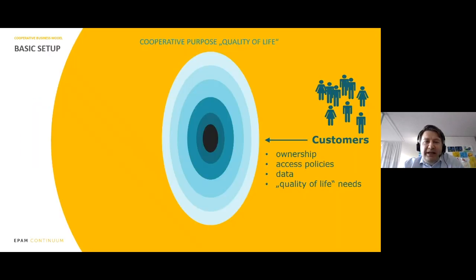So basically, let's discuss the basic setup of such a cooperative with the purpose of increasing the quality of life of people, where the customers would have the ownership of that organization and then be able to define the access policies for the enterprises, how to access my personal data at any time. So you control the data flow towards the commercial enterprises, defining what data, at what time, for what purpose is flowing to the enterprises.